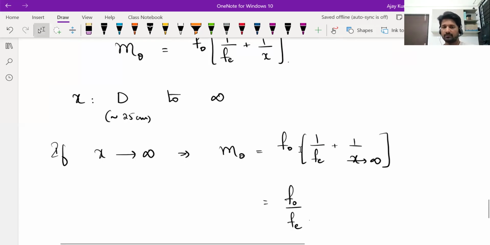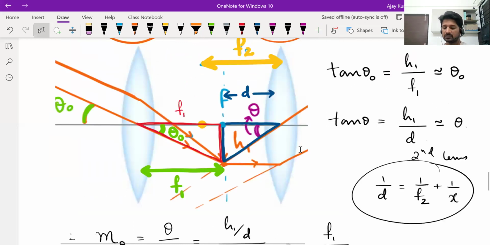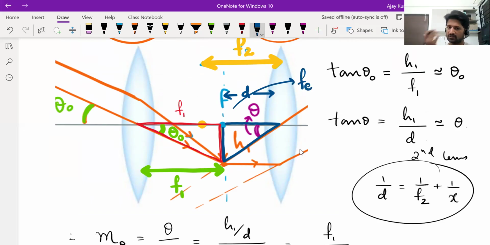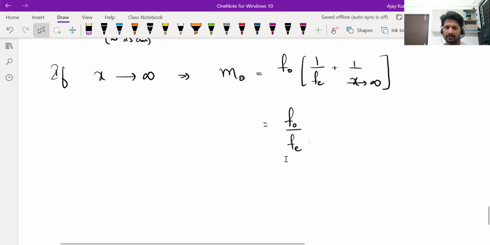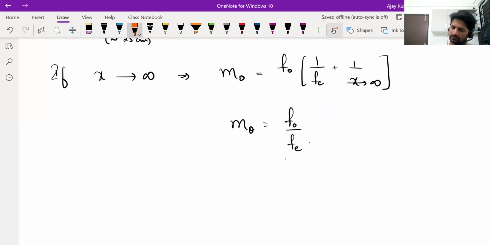If you want the final image at infinity, small d should become the focal length of the eyepiece. If the object is at the focus, only then will the image form at infinity. So that is one case of image formation. Small d is not always equal to fe, but in that case you will get the image at infinity, and the magnification becomes f0 by fe. This is the formula that you see in your textbook for magnification by a telescope.